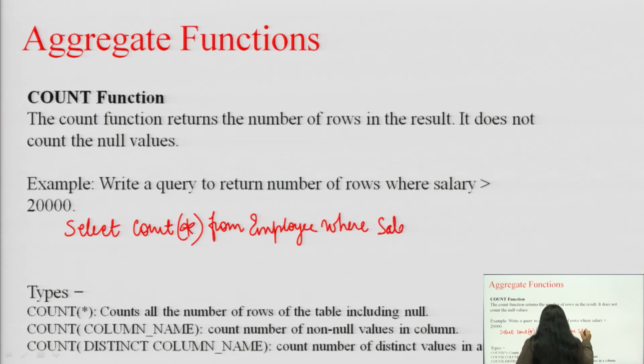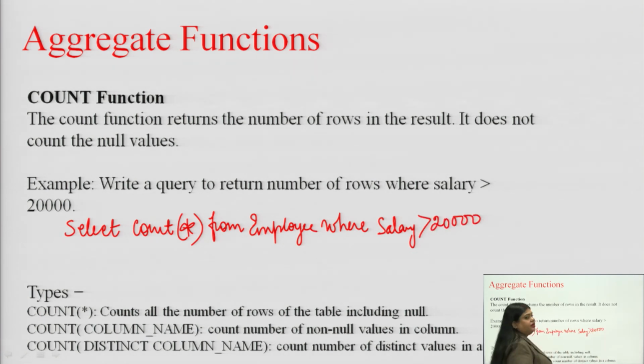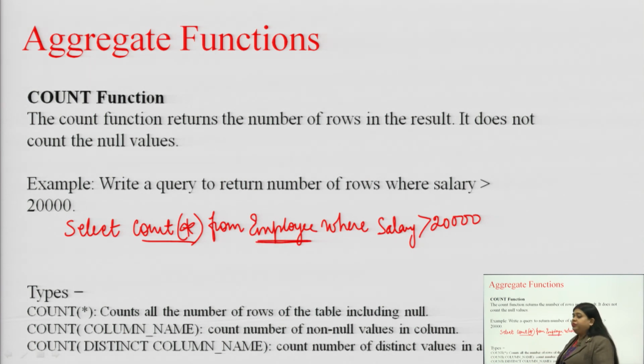where salary is greater than 20,000, right. So, what have we done? We have used the function name, this was your function name, this is your table name, right, and this is the condition, right. So, this is how we use count, right.